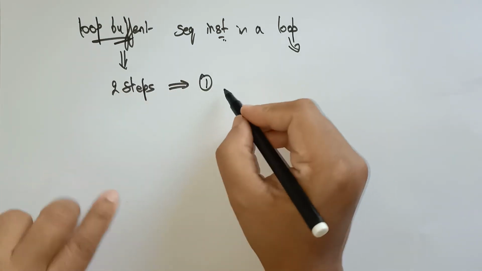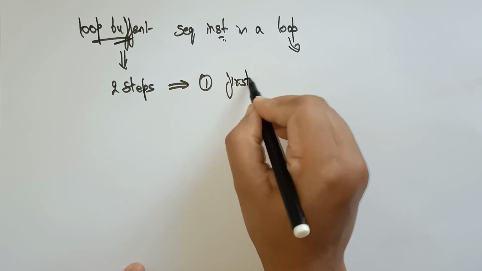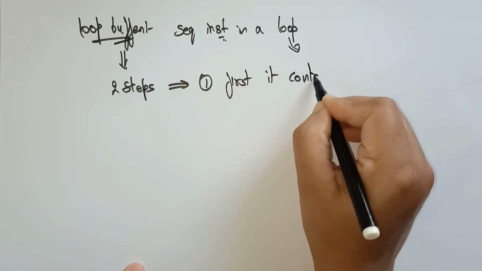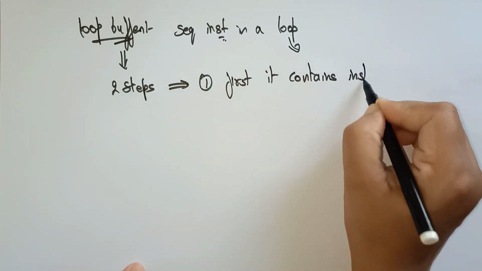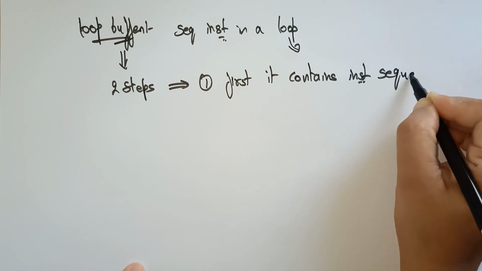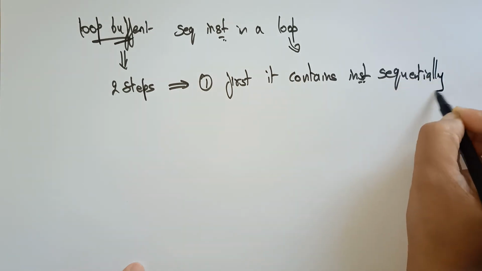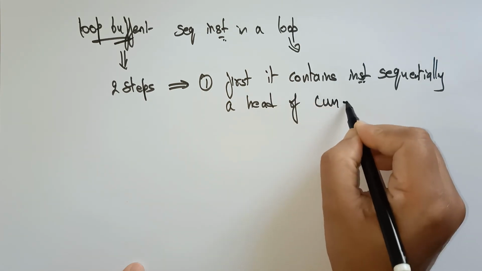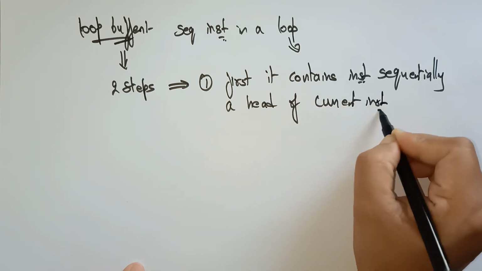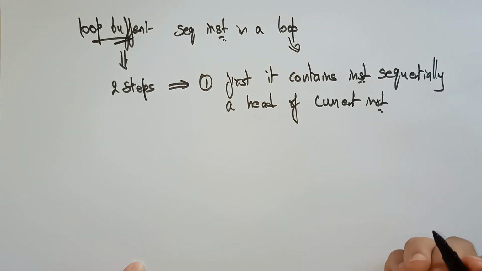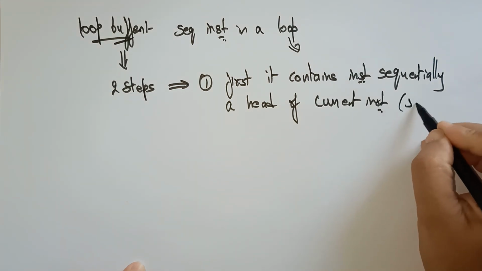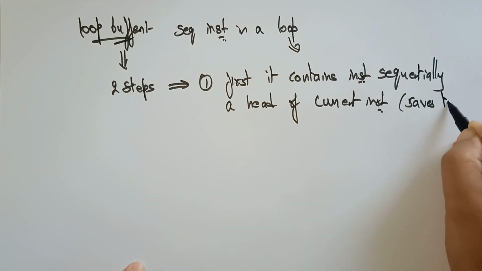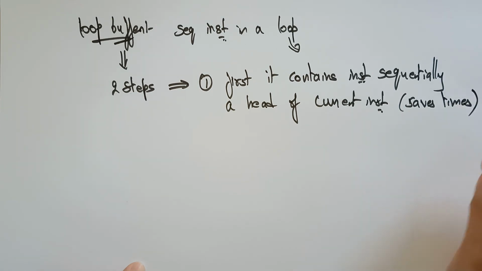Let me write the two steps so that you will remember this. First, it contains instructions sequentially ahead of the current instruction. Thus it saves the instruction fetch time from memory. Because of this, it saves time.